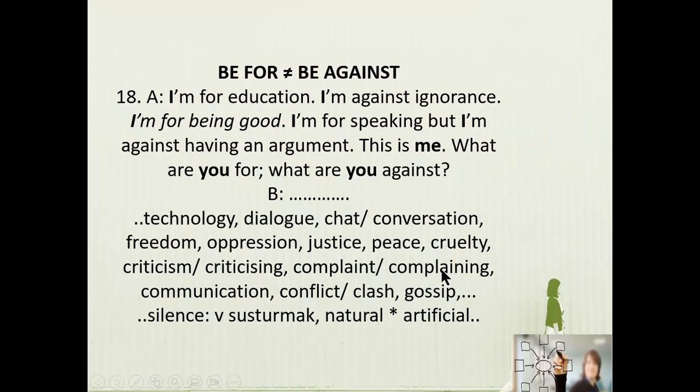This is verbal, verb ing, gerund, after prepositions. Against is also another preposition, like in, on, at. I am against complaining. I am for communication. I am against conflict, clash. I am against gossip, noun form. Yes. I am for natural things. I am against artificial things. To be against, just to be sentenced, to be against.